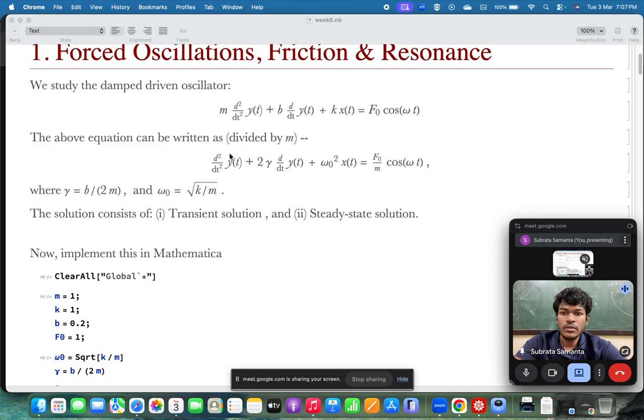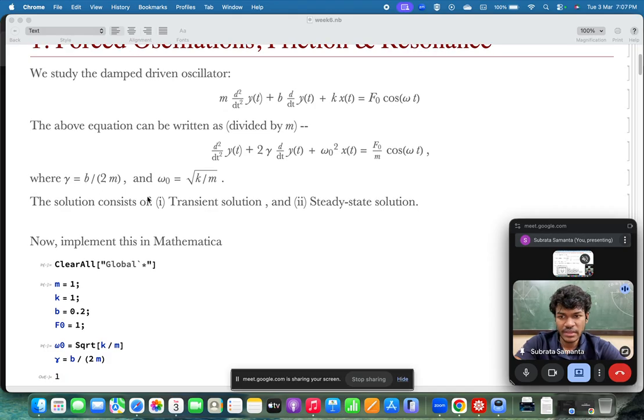So we divide by m, and this is d2/dt2 plus 2 gamma d/dt plus omega naught squared, which equals F over m cos omega t. We rewrite in this form to solve the equation more easily analytically. That's why we put 2 gamma instead of gamma. Here gamma is actually b over 2m, for simplification, and omega naught is the square root of k over m. On the right hand side is F naught over m.